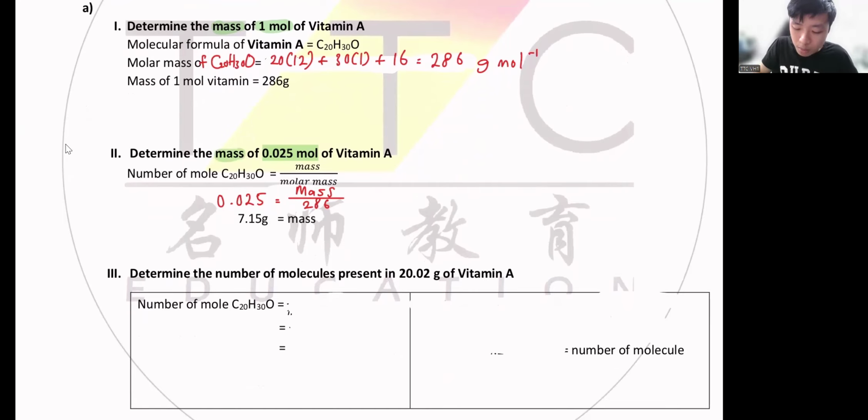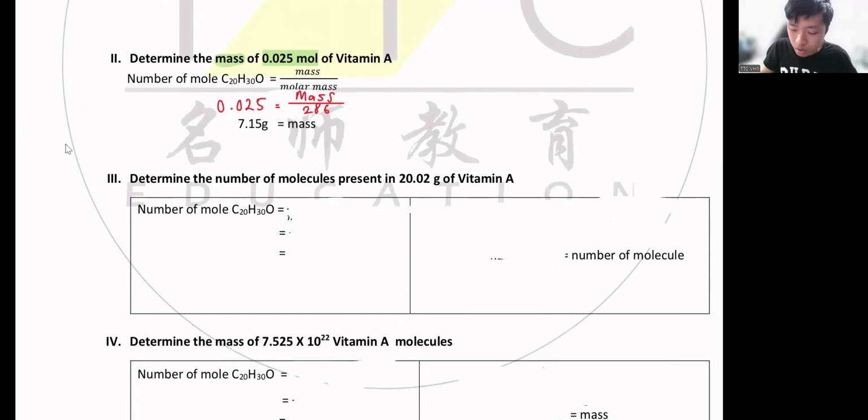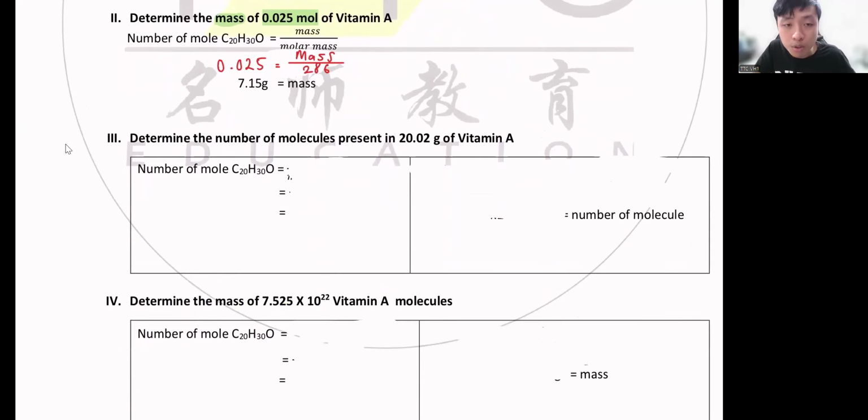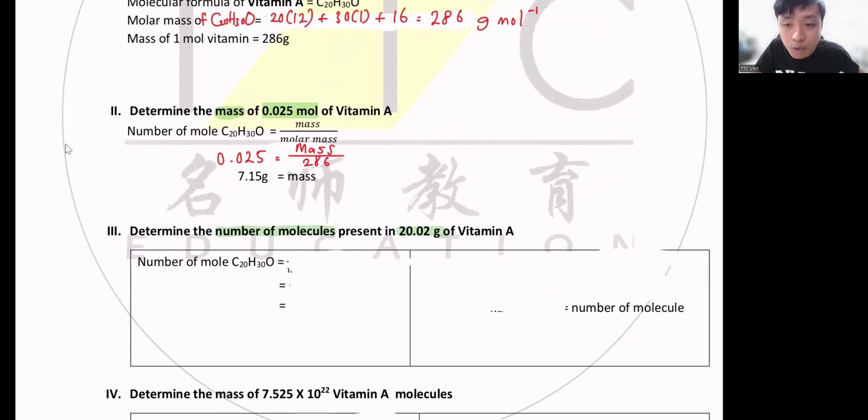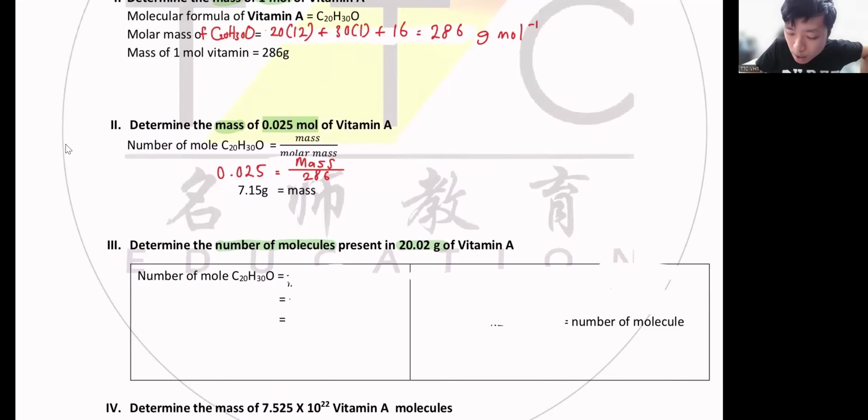Determine the number of molecules present in 20.02 gram of vitamin A. That's how to do it. Number of molecules. I'll write the formula for you once more, just in case you forgot already. Number of mole equals mass over molar mass. There are 3 you have to remember. In the exam they won't give you the formula.